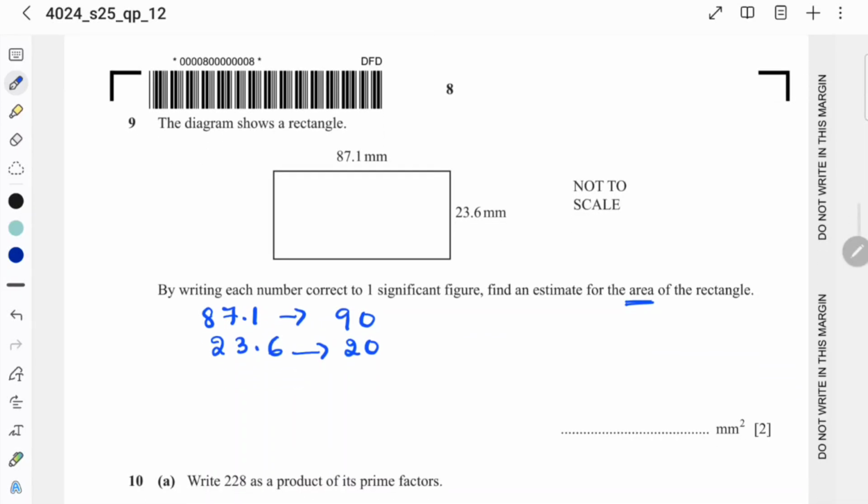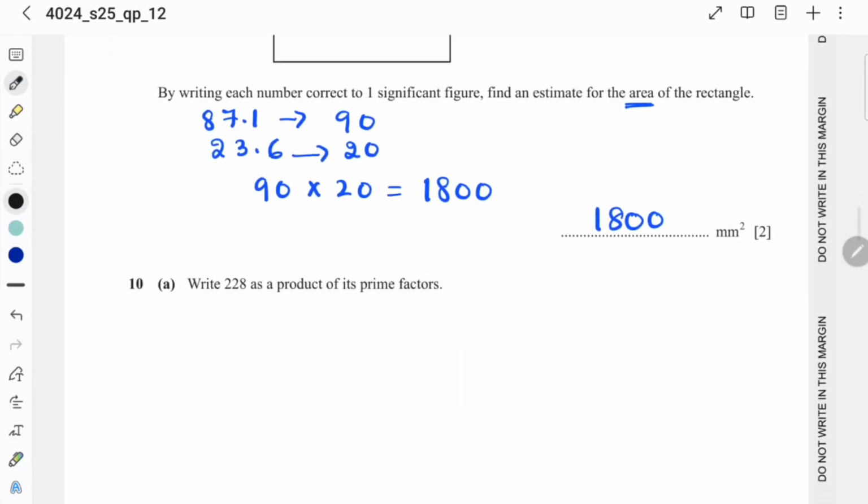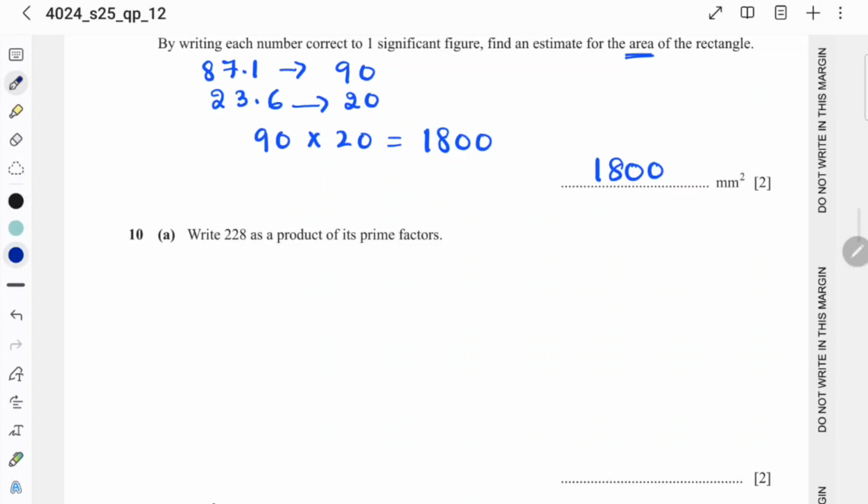Okay, and the area is required. Area means length into width. So 90 times 20 is equal to 9 times 2 is 18 and 00. So 1800 millimeter square is the area for this question. Okay, so now the next question.